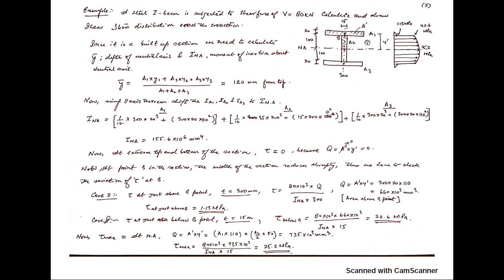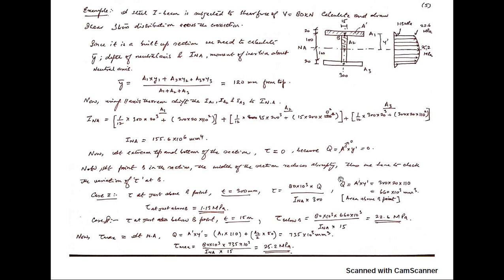Y dash will be the distance from the CG to the CG of this A1 area, so that you can calculate the moment about the neutral axis. Q you can calculate over here. After calculating Q, you have to see that just above the B, you take the width of the section to be 300, and just below the B you take the width of the section to be 15, so that you can see the abrupt change.